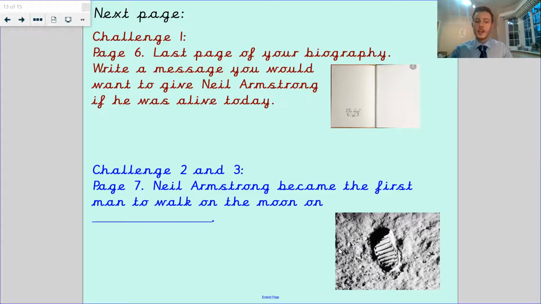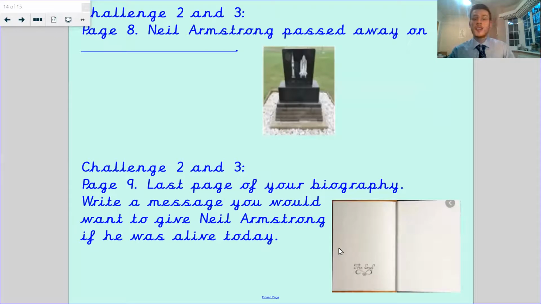And if you're on challenge 2 and 3, your page 7 is going to be Neil Armstrong became the first man to walk on the moon on, and I've left a longer gap here because I think you could try and find out what the actual date, not just the year, what the date was for when he first stepped foot on the moon. That's your challenge. Right, challenge 2 and 3. If you're on challenge 1, you've completed your book now, and I look forward to seeing it on Tapestry.